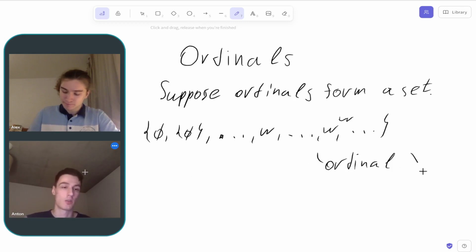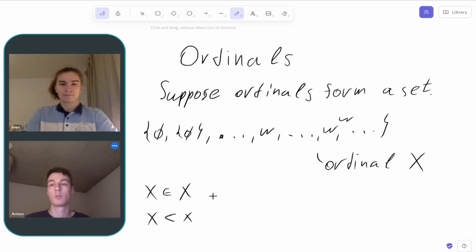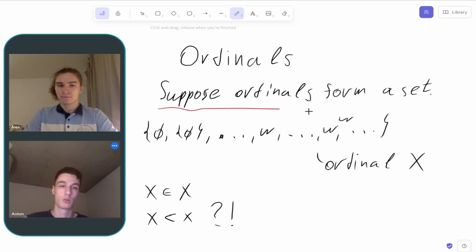So let us call this thing X. We state that X is contained in X. But this means that ordinal X, by our definition, is smaller than the ordinal X, which, as we have shown, cannot be the case. So we derived a contradiction, and hence the initial assumption was wrong. Therefore, ordinals do not form a set.